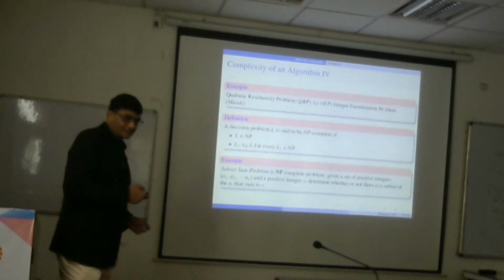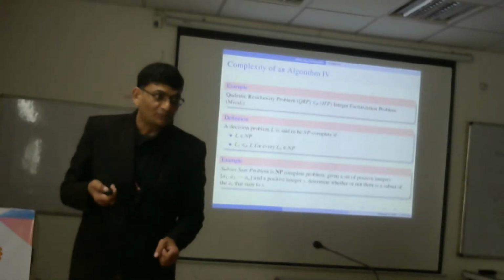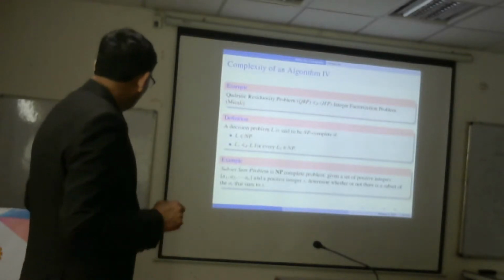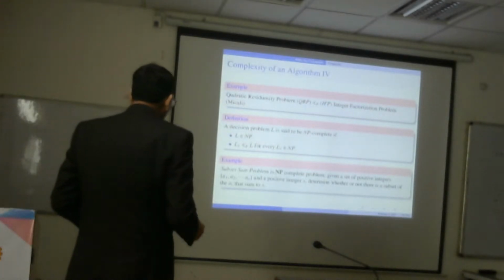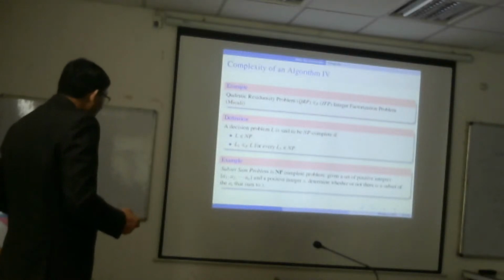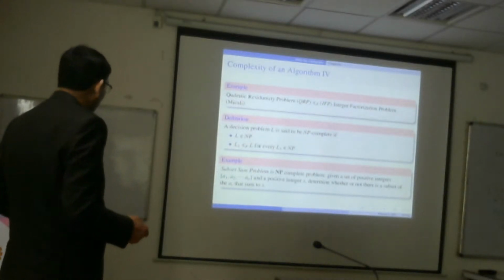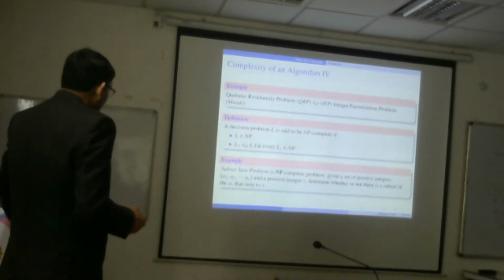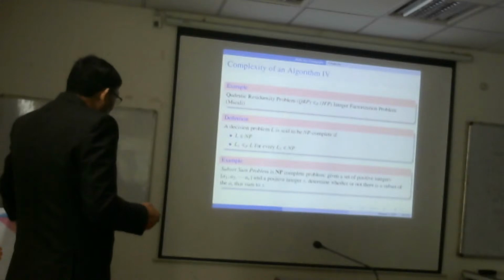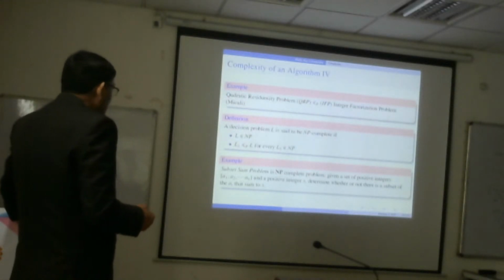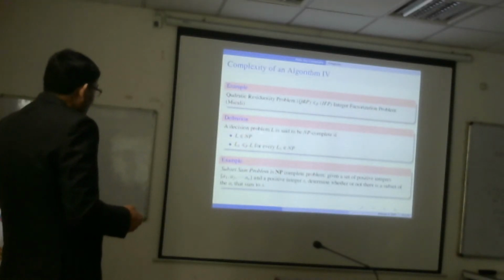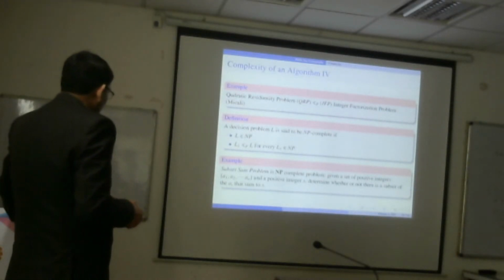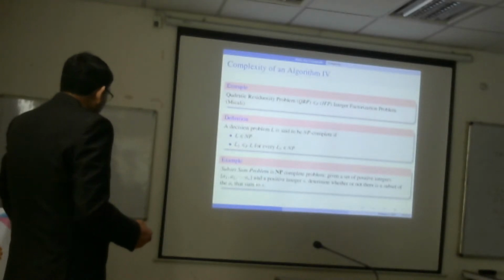NP we have discussed. If an answer can be verified in polynomial time, then it is called an NP problem. Now a decision problem is said to be NP-complete if, first, it is an NP problem, and second, any other NP problem in the set can be polynomially reduced to it. The example of that is the subset sum problem.